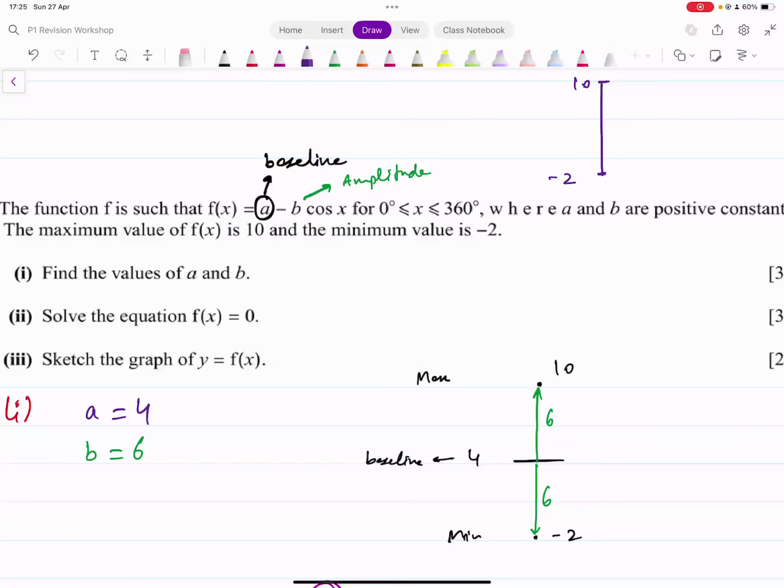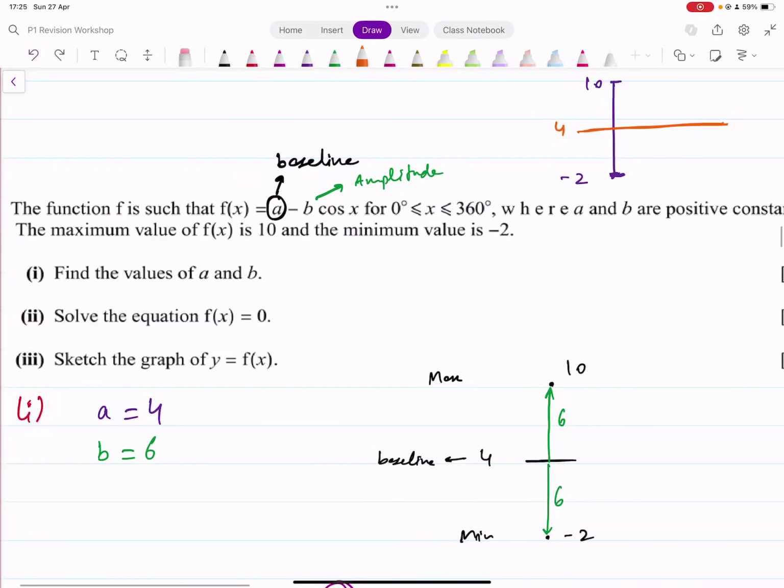So where is the baseline going to be? The baseline of the graph is going to be exactly in the middle. What's the midpoint of minus 2 and 10? That is 4. That's the midpoint. Now 4 is the baseline. So the number that's outside here represents the baseline, as we'll see in function transformations as well. So you can write a equal to 4 there.